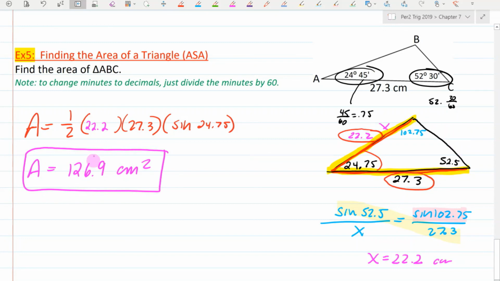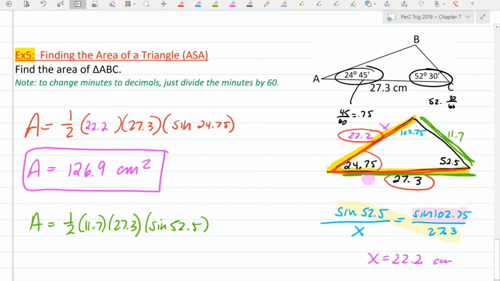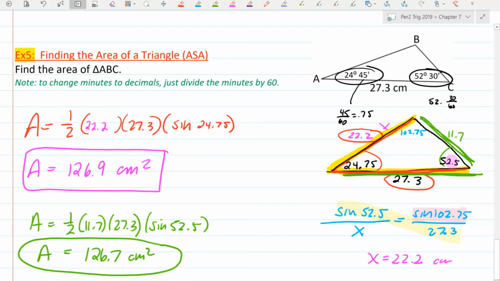Now, let's say that you found this side instead, because these are rounded values. You might have a number that's a little bit different than this. I think if you ended up finding this side instead, it was 11.7. And so if you did 1/2 of 11.7 times 27.3 times sine of 52.5, let's say you did this side angle side over here, then your area would have come out to be 126.7 centimeters squared. It's still pretty close. It's not exact because we're rounding things.